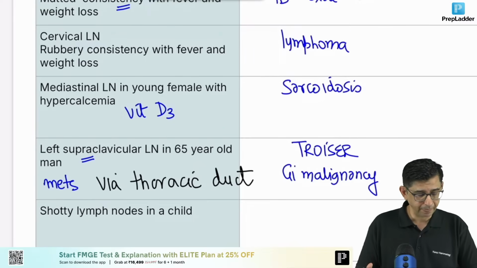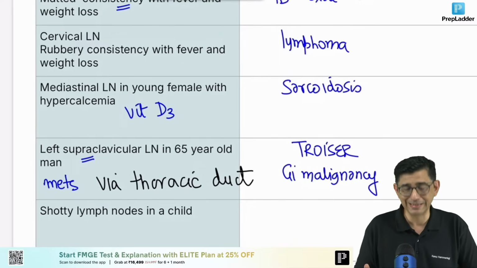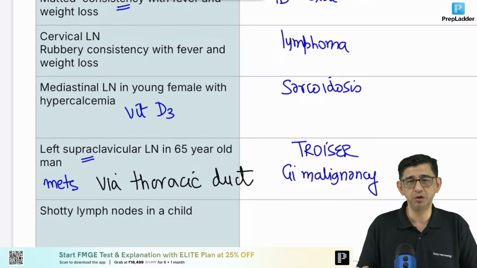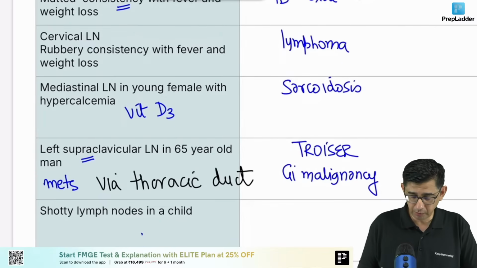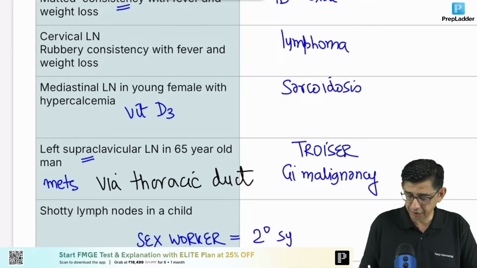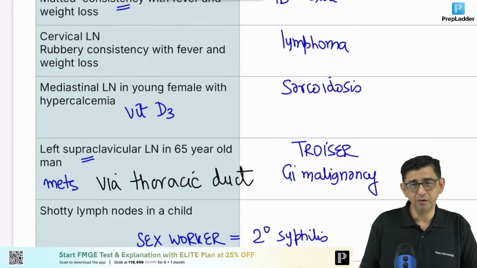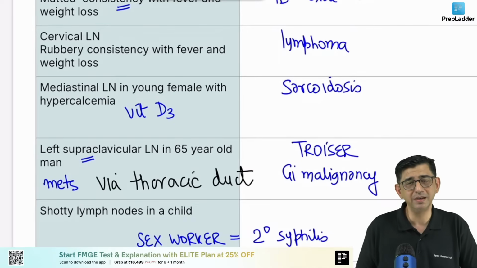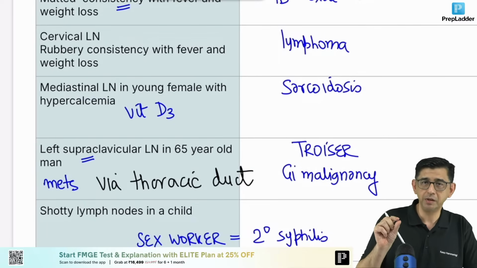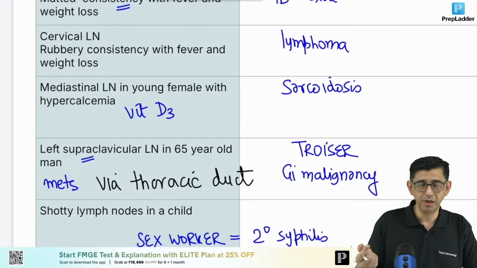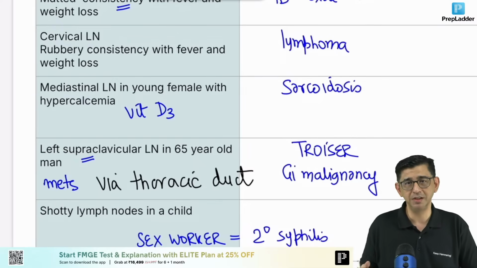Yes guys, shotty lymph nodes in a child. Shotty would mean like lead shots. They're like super hard lymph nodes. If I was talking about shotty lymph nodes in a sex worker, it could be a male or female sex worker, then I could have thought in terms of an STD also, that is secondary syphilis, where the lymph nodes are going to be very hard in consistency, like lead shots. You know, a rubber ball can be squeezed and a lead shot cannot be squeezed. So I said three things: matted, they are stuck to each other; then shotty, like lead shots; or rubbery consistency where they can be squeezed gently.